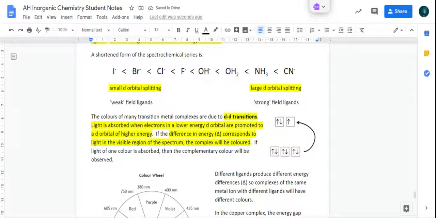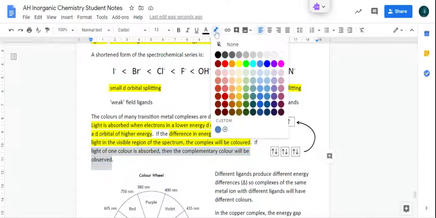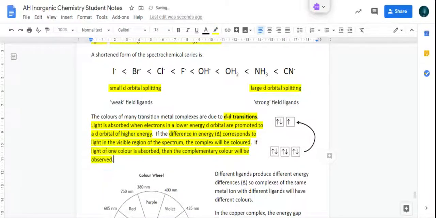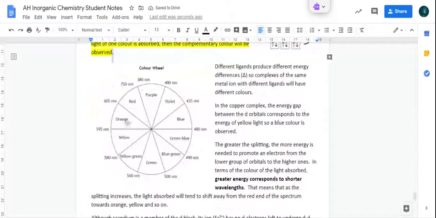Whichever light is absorbed, the complementary color will be observed. In your data booklet, there's a color wheel that looks like this. So for example, say your complex is absorbing light of a wavelength in the purple region, then the observed color of the complex will be green. So you just look for the opposite color.